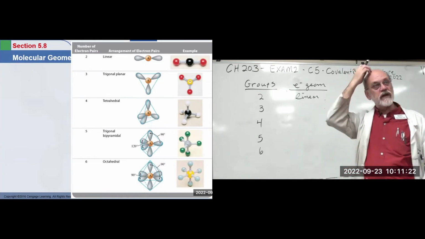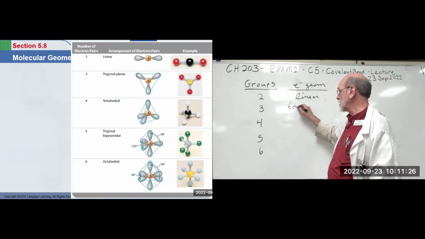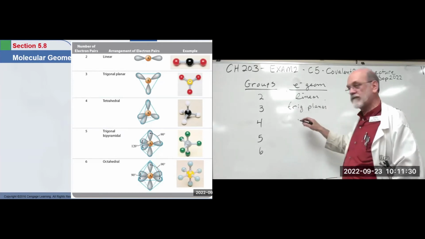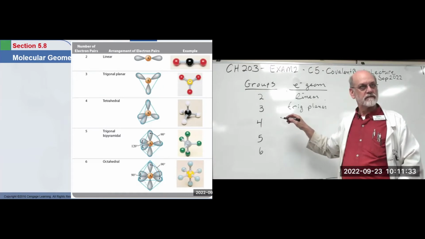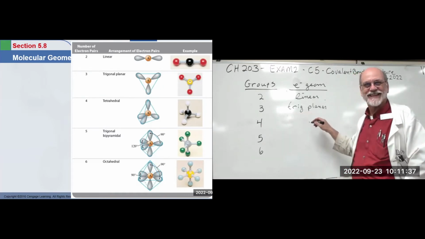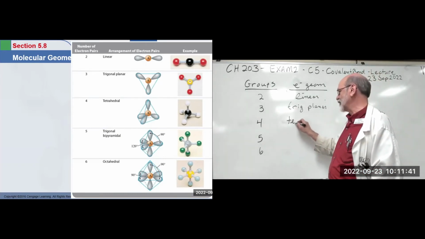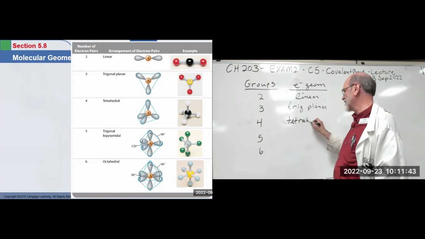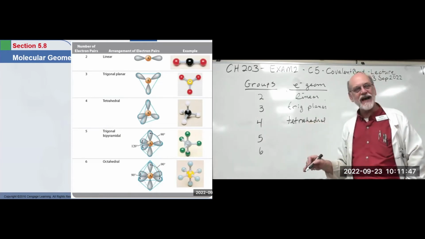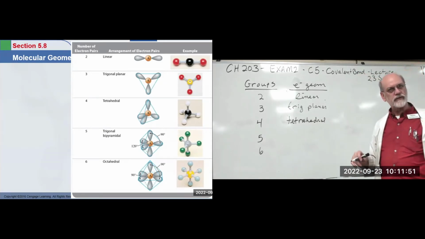That's the most efficient arrangement. If you have 3, it's going to be trigonal planar. If you have 4, it's tetrahedral. Okay. If you have 5, we haven't looked at that one yet. What do you do with 5 groups?